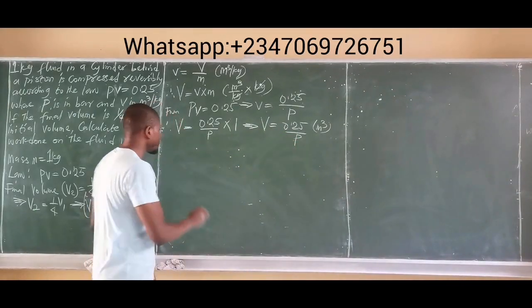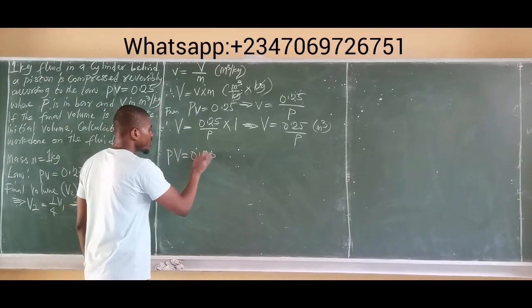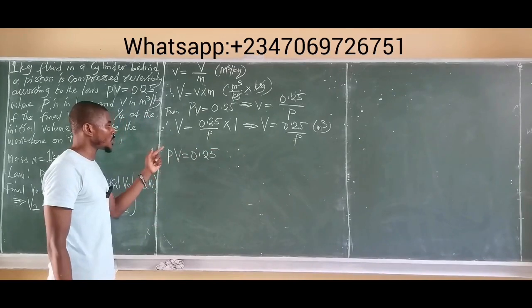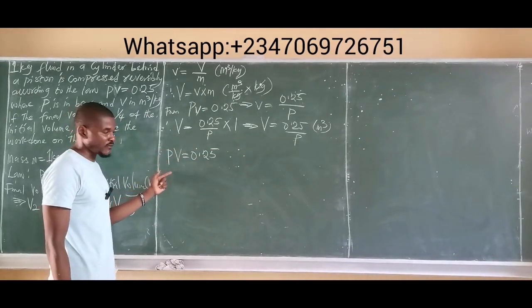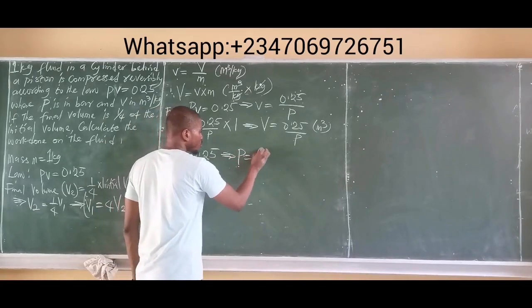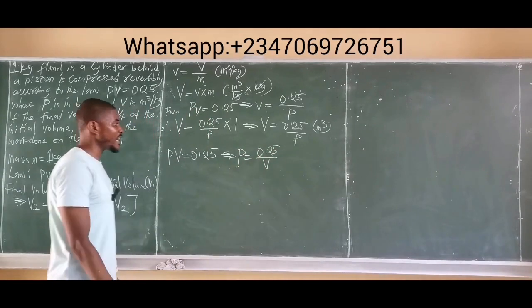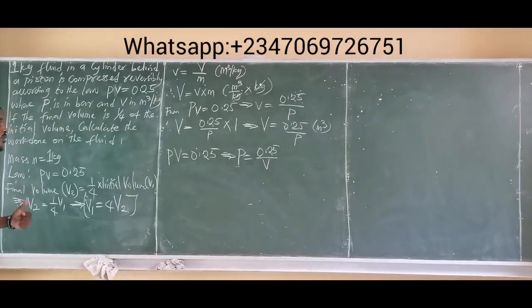P multiply volume gives us PV equal to 0.25. Now remember, you have to make pressure the subject of the formula. So this simply implies that our pressure P is equal to 0.25 all over V. But it doesn't end there. The condition says pressure is in bar.